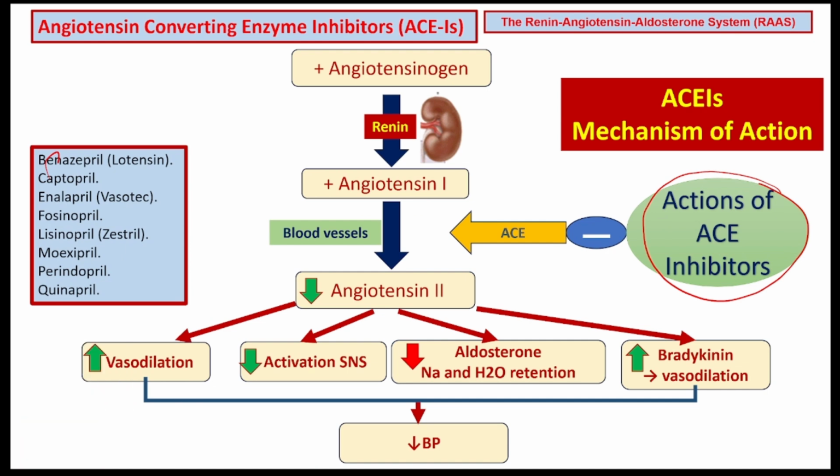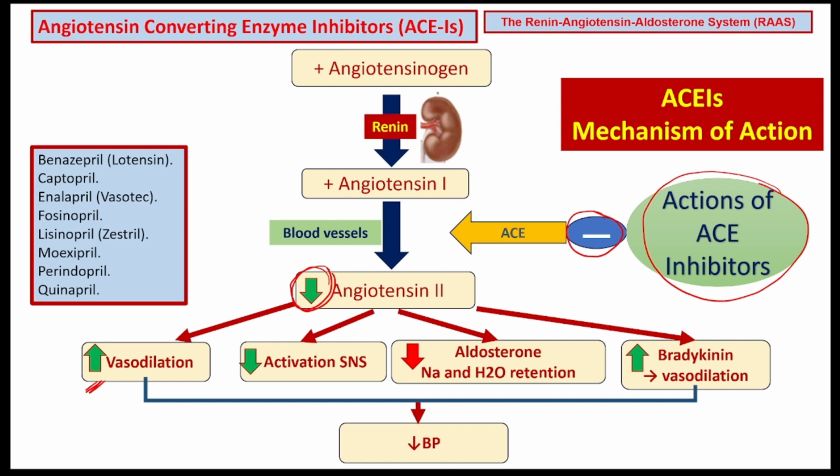Okay, so what we have here, the ACE inhibitor inhibits the enzyme, and the result will be decreased angiotensin 2. When you inhibit the enzyme, the result will be decreased angiotensin 2, and we have 4 main actions, very important actions for us. Number 1, vasodilation. We understand why, because angiotensin causes vasoconstriction. If you inhibit angiotensin, the result will be vasodilation.